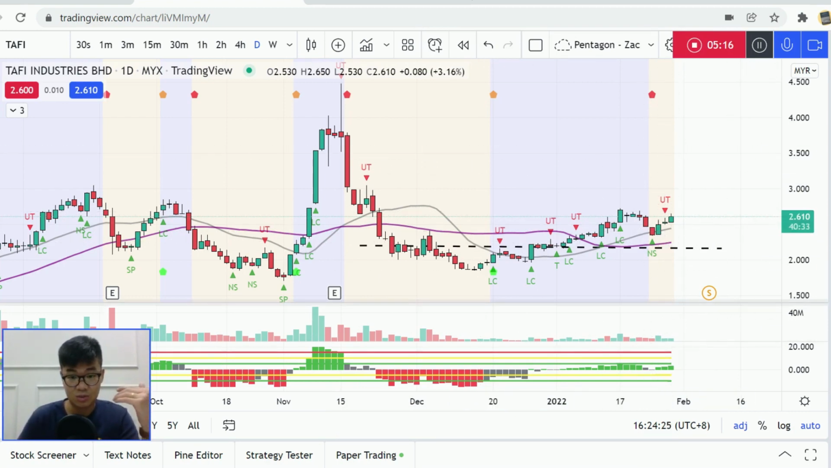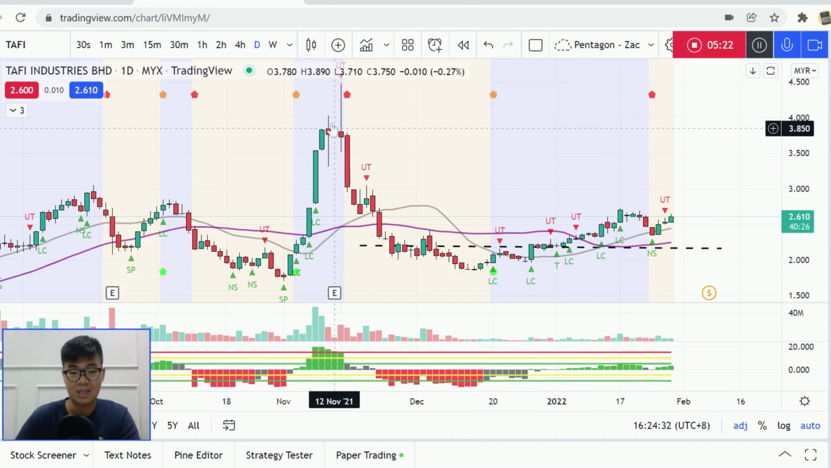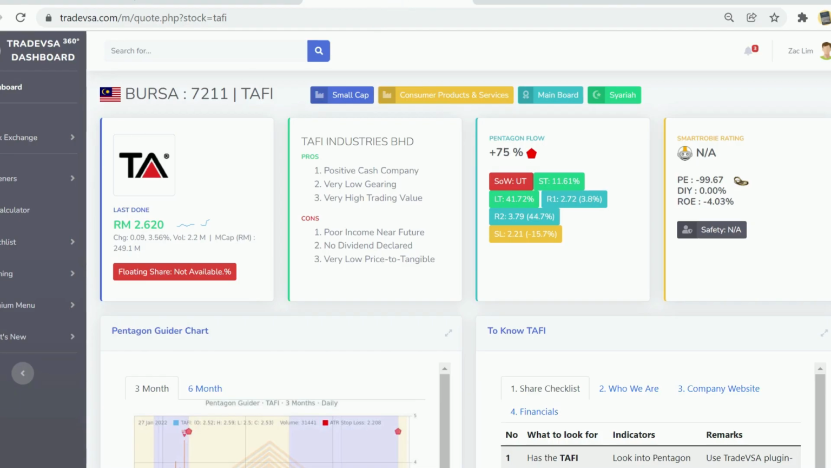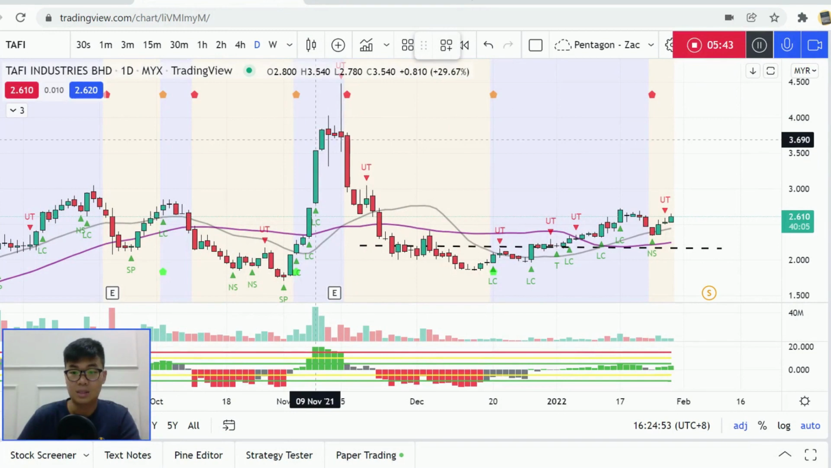Because sometimes the main support will only change if there are any big changes in the trend. In this case, still not really, because overall the candle is still pretty narrow. So if you look into the top there, it's not providing a very good risk reward. R1 is 2.72, and R2 is 3.79. So this is a big resistance over here.